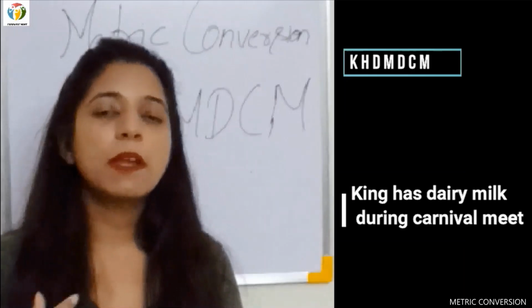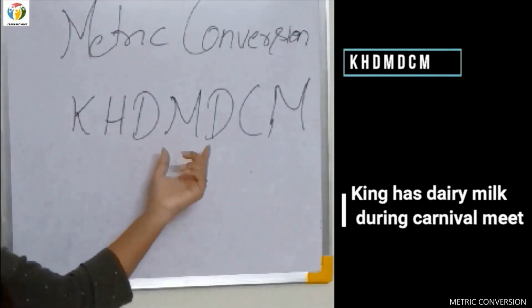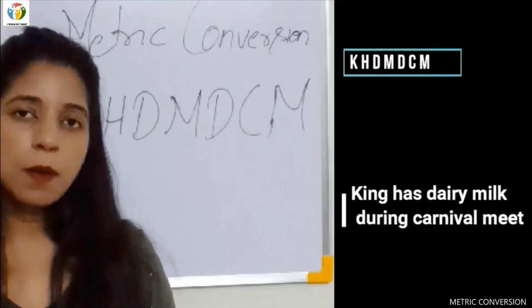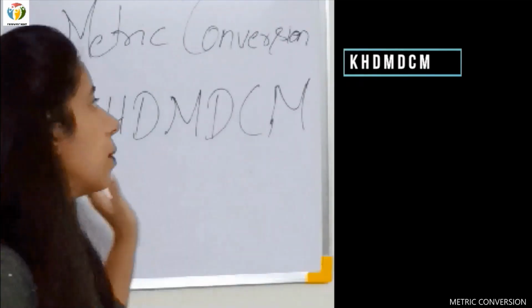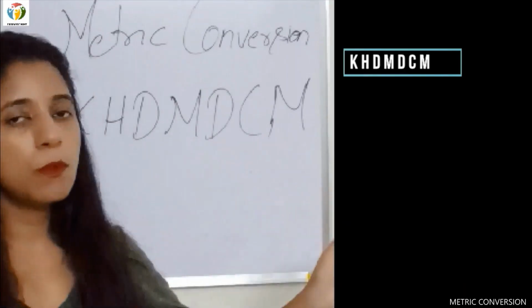I am repeating once again: King has dairy milk during carnival meet. I know this sentence is very vague, but you can still remember it, and you would be able to memorize this acronym. Now the conversion would be way easier for you to perform.